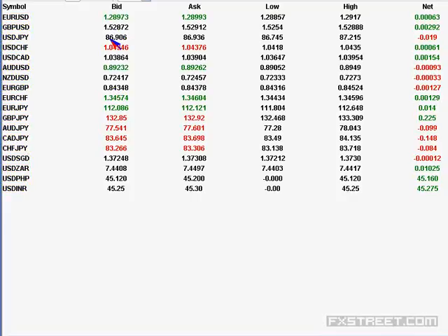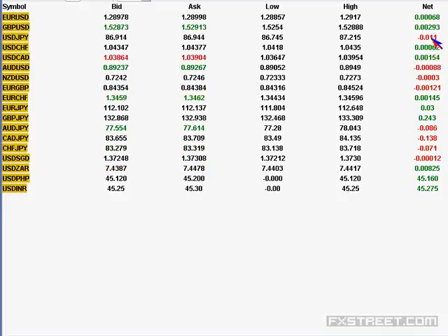Then in the case of USD yen, it was hovering around the 87 area, and it has come to 86.90, 86.93 today, and 86.74 is the low, 87.21 is the high. A negative net change of 1 pip is seen. In the case of Swiss franc, 1.0434, 1.0437 is the current level, 1.0418 is the low, 1.0435 is the high, and about 6 pips positive net change is seen.